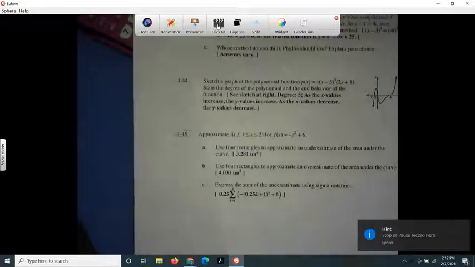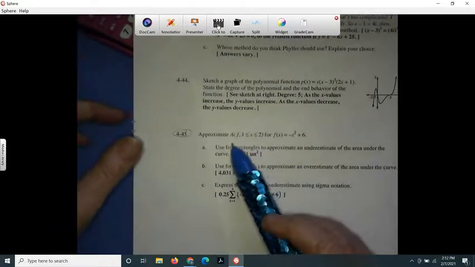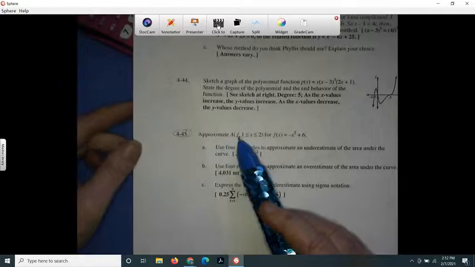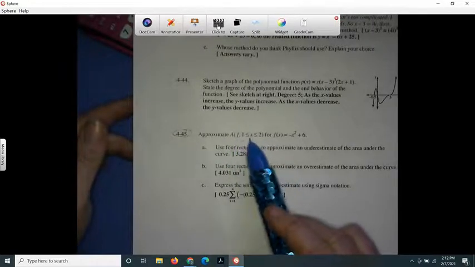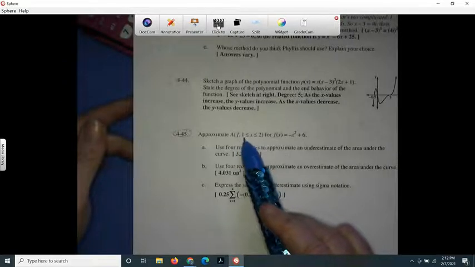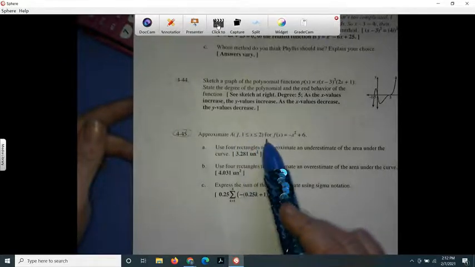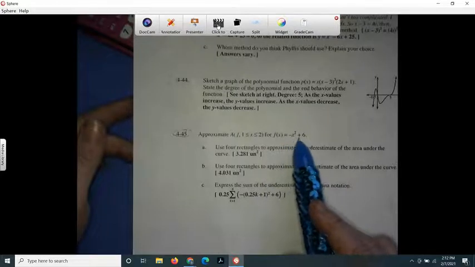Here's Precalc. It's problem 4-45. It says approximate A, and then it's F. Well, it's for the interval where x is between 1 and 2, for f of x equals negative x squared plus 6.